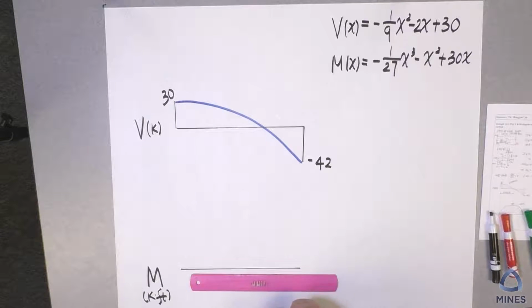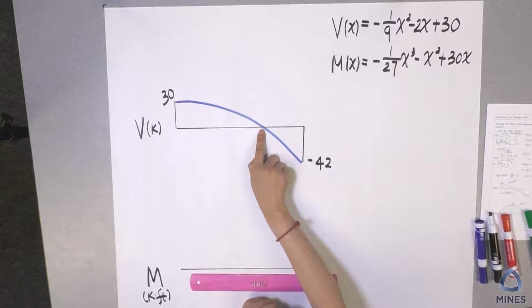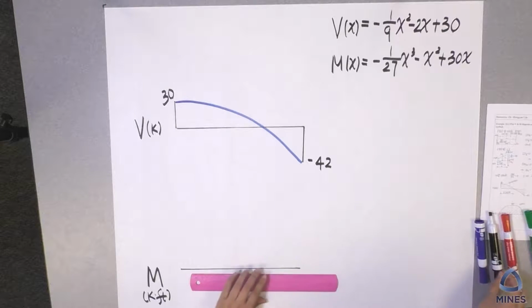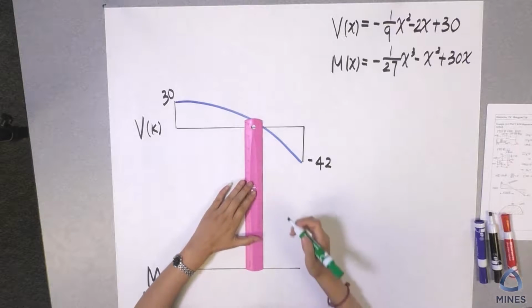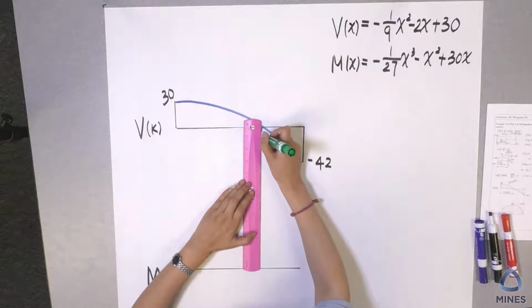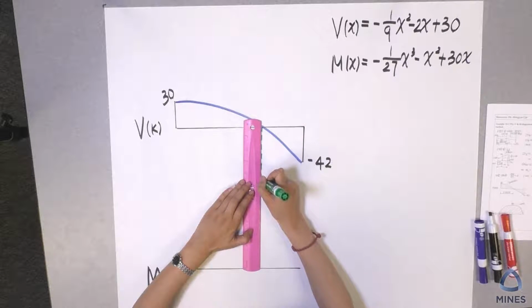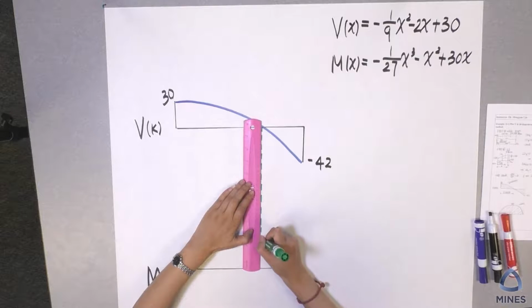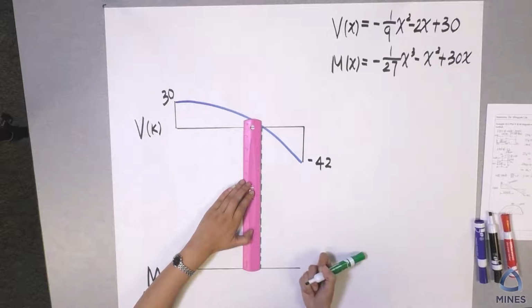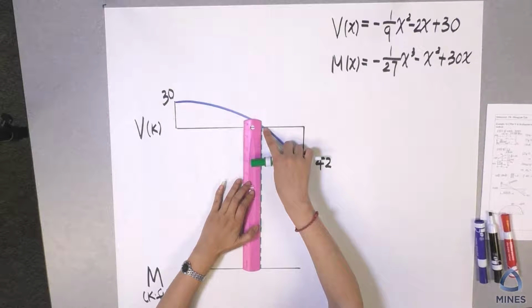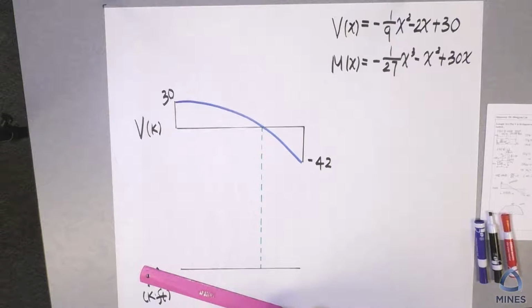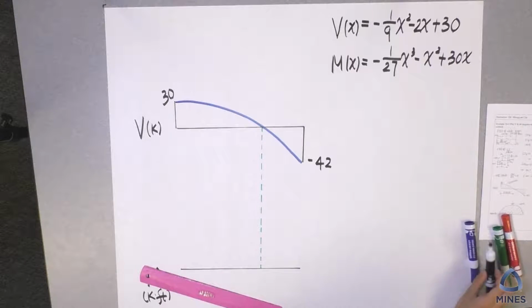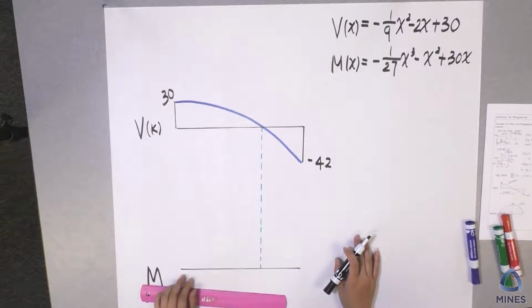However, take a look at here. We have a point where the shear force equals 0. What does this mean? It means that on the moment diagram, dM over dx here is going to have a slope equal to 0, which is the highest point. So we are going to have the maximum value on the moment diagram. Whenever you have shear force equal to 0, add another vertical line, because at this line we are going to have the maximum bending moment.